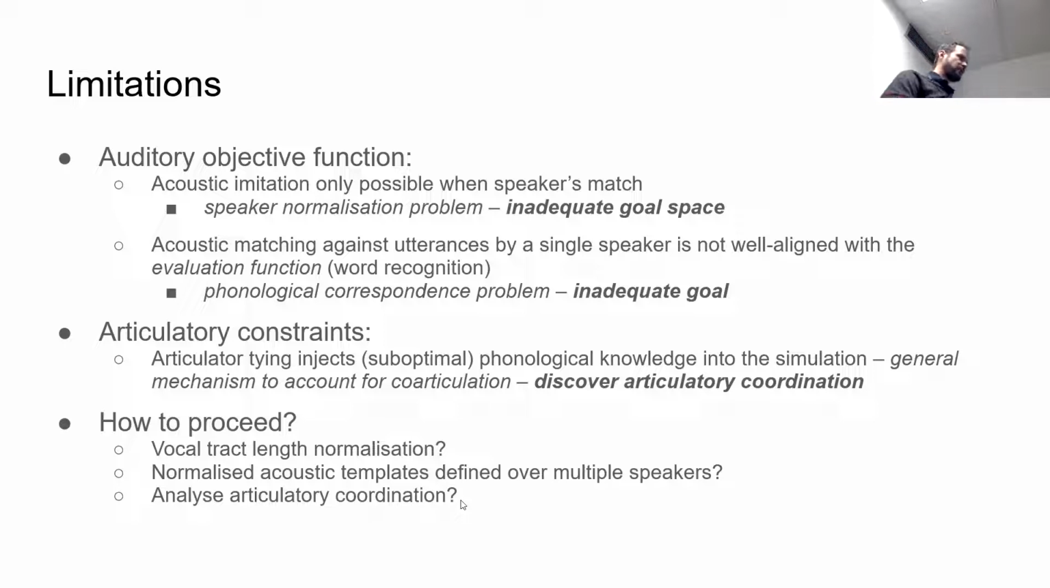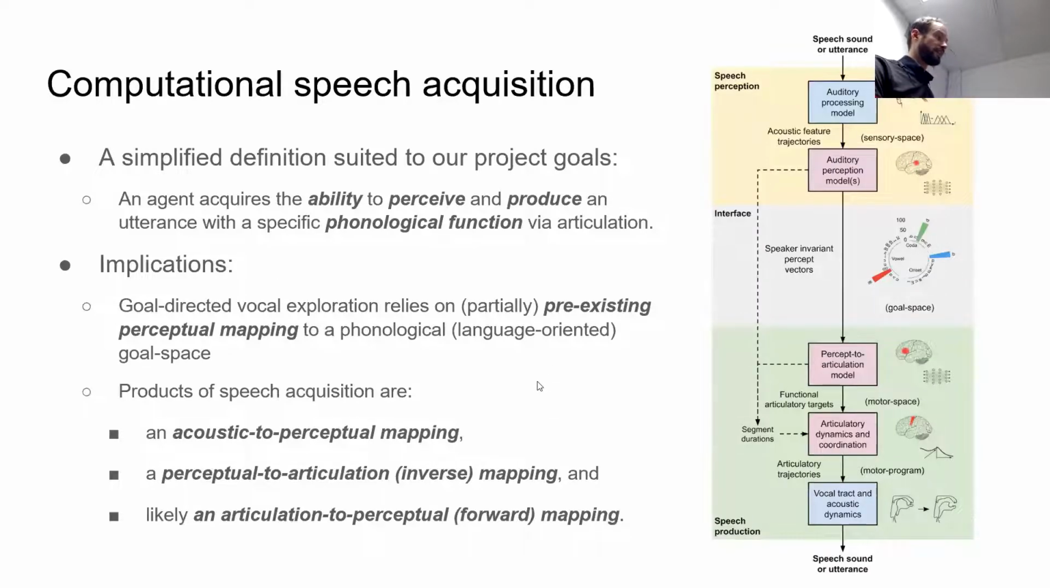So instead of just implementing this, we can take a step back and firstly define, at least for our purposes, what we mean by speech acquisition or computational speech acquisition. I give here a definition, to some extent narrowly defined around our aims for the project. The definition is as follows: we have an agent, and we want this agent to acquire the ability to both perceive and produce an utterance with a specific phonological function by using articulation similar to what a human can.